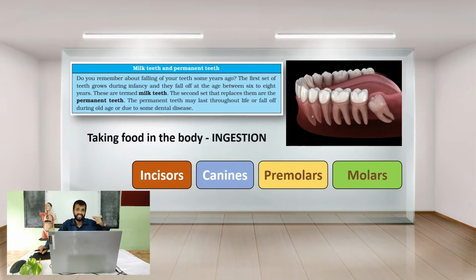Since we don't directly go and attack an animal, that's the reason these teeth are not pointed for us. They are decent, but they're not pointed. If you notice, all the carnivorous animals have sharp teeth over here. Okay, the canines. Then you have premolars, and then you have molars.